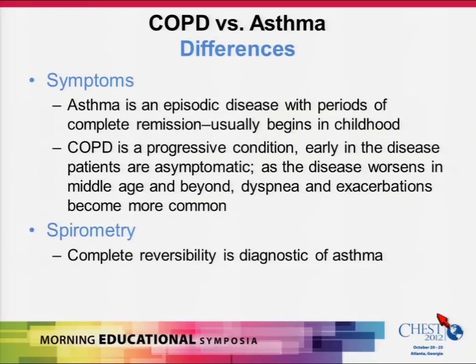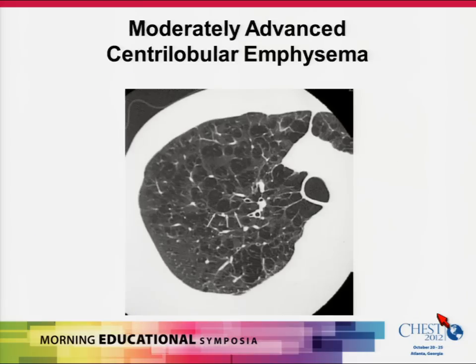Certainly, asthma is an episodic disease with periods of complete remission, usually beginning in childhood. We don't see complete remission, really, in COPD. COPD is a progressive condition; early in the disease, patients are asymptomatic. As it worsens in middle age and beyond, the dyspnea and exacerbations become more common. Spirometry, obviously, if it shows complete reversibility, is probably the only test that we can use to really define, because COPD, by definition, has an abnormal post-bronchodilator FEV1/FVC ratio, less than 70%. So I think that's the one thing.